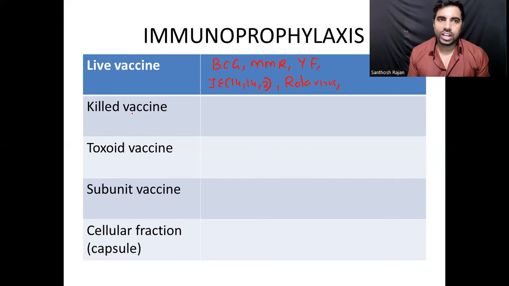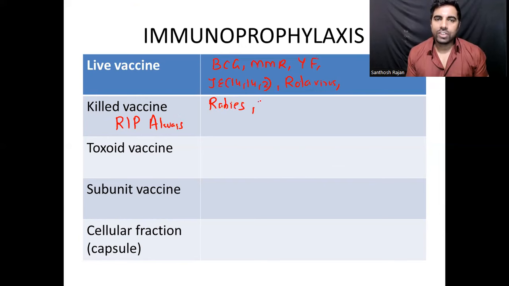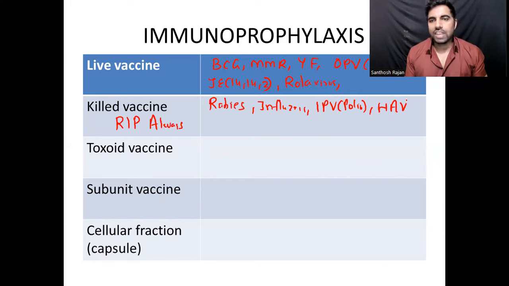So for killed vaccines, the shortcut to remember is RIP always. R for rabies, dogs to be killed in a rabies vaccine. I for influenza, which can be live also, but I'm still putting it. One more thing, OPV, oral polio vaccine, is also live, not IPV. So P for IPV, polio. And then A for hepatitis A virus. Hepatitis B is live and dead also, but commonly it is dead. At least these three, RIP always remember, killed vaccine. And the rest all come under live, even chickenpox. These are a few commonly asked questions, so I'm just stressing that.